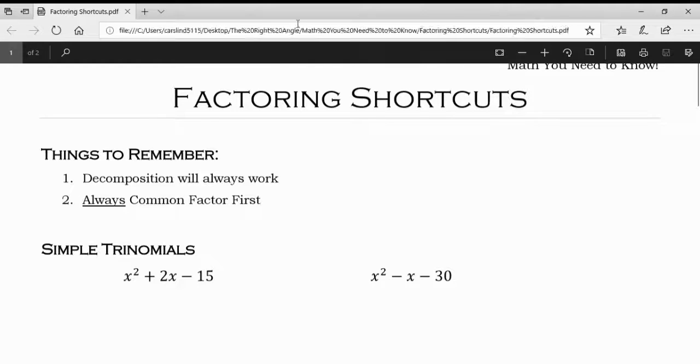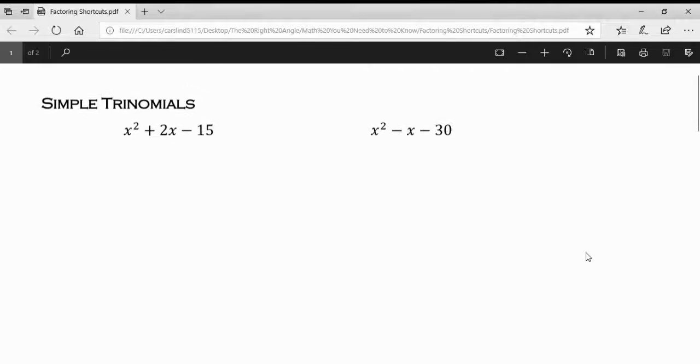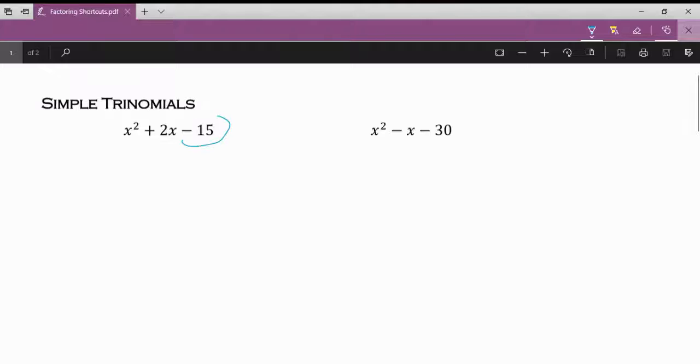So let's start with some simple trinomials. For our first trinomial, we have x squared plus 2x minus 15. Now we would start the same way, and let's say that we're looking for two numbers that will multiply to negative 15 and add to positive 2.